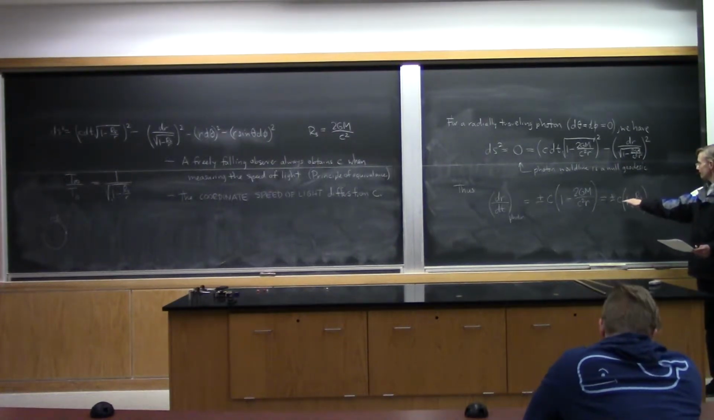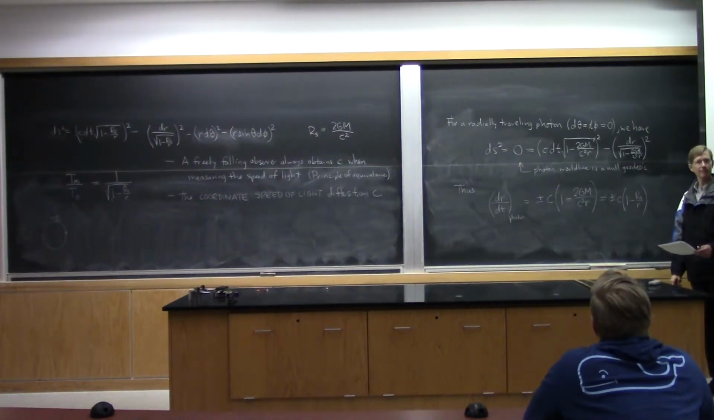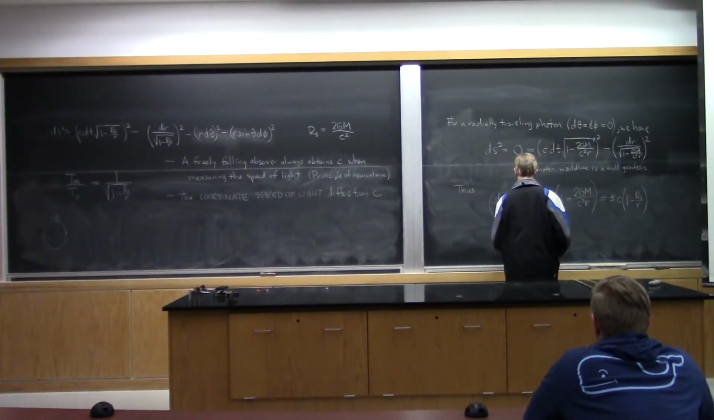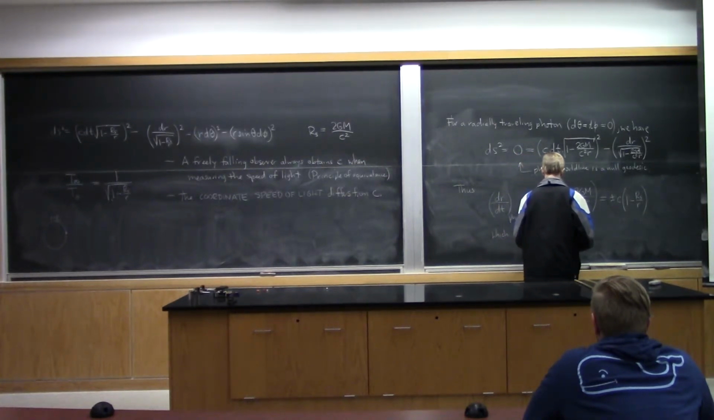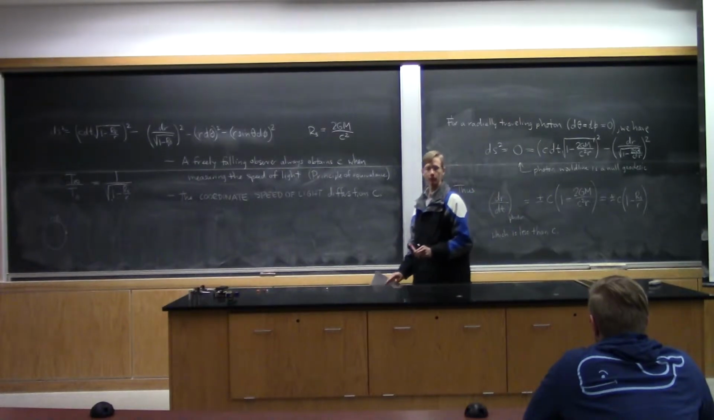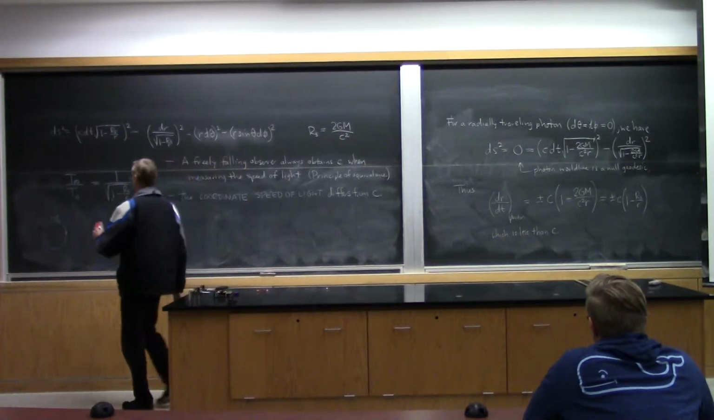So I've got plus or minus c times 1 minus some value. And here we are outside the Schwarzschild radius, so whatever r is, it's bigger than r_s. So this is less than c. Right? The coordinate speed of light is less than c, because I've multiplied c times something smaller than 1. But then look what happens when we let r approach the Schwarzschild radius. It goes to 0. Coordinate speed of light goes to 0.